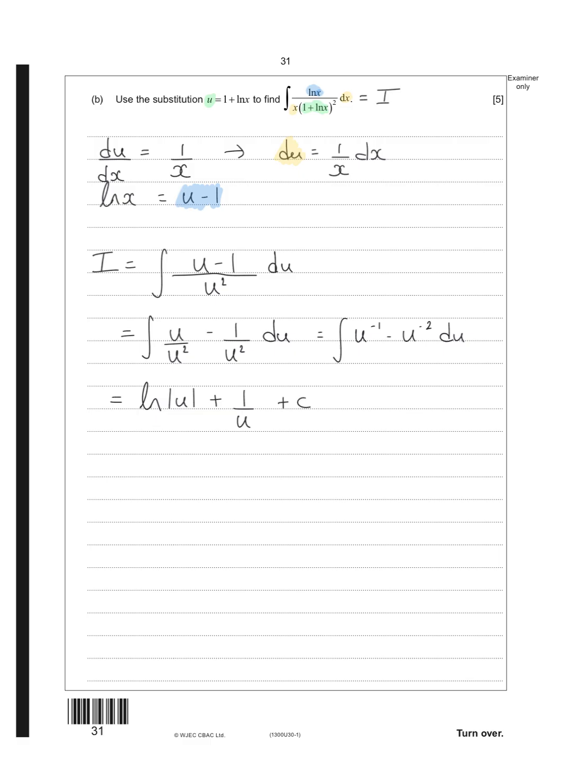And so the only thing that's stopping us from finishing there is that my original integral was a function in terms of x, so my final answer is going to be in terms of x. So let's undo our original substitution. Wherever we see u, we're going to put 1 plus natural log of x. So we've got the natural log of 1 plus the natural log of x, plus 1 over 1 plus the natural log of x, plus c. I don't need the mods, do I? And there's our answer.